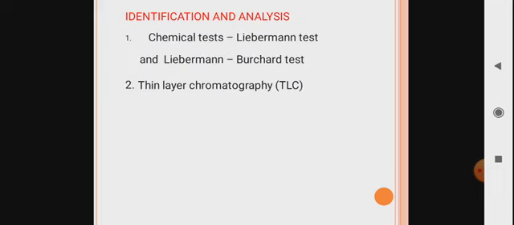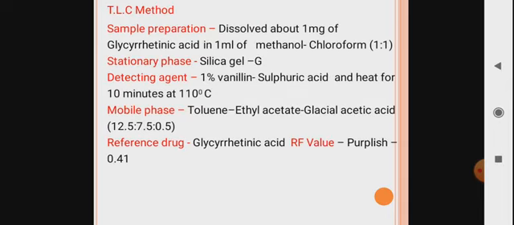Identification and analysis: the Liebermann-Burchard test or reaction is used for the identification of triterpenoid or pentacyclic triterpenoidal compounds, that is glycyrrhetinic acid. Thin layer chromatography is used for analysis. Sample preparation: dissolve 1 mg of glycyrrhetinic acid in 1 ml of methanol and chloroform, the proportion is 1:1.